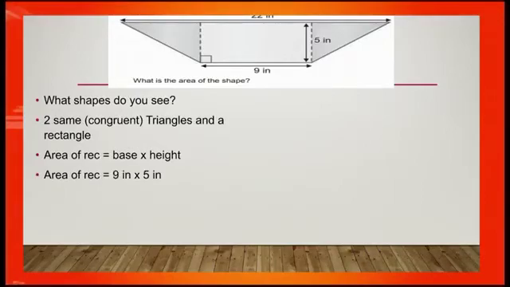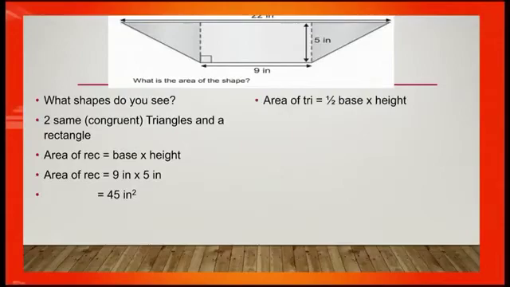Great, so we can find it. 9 multiplied by 5, 45. So the area of the rectangle is 45 square inches. Great. Now we need to find the area of the triangles. Oh, but let's see if we can do this in a little easier way.